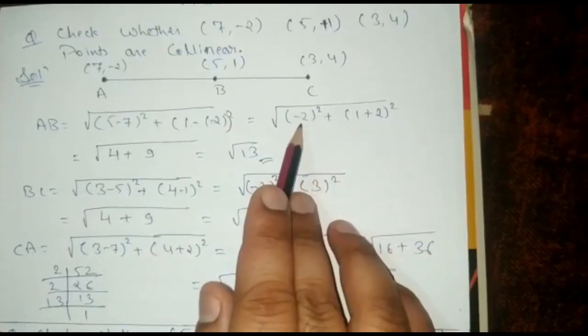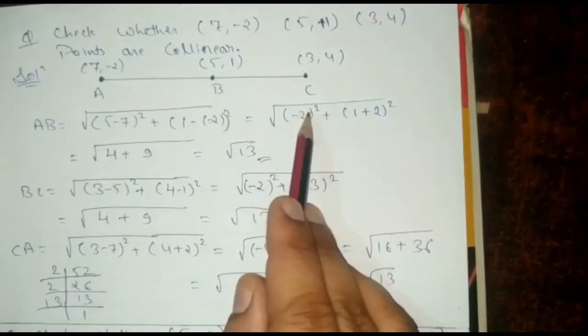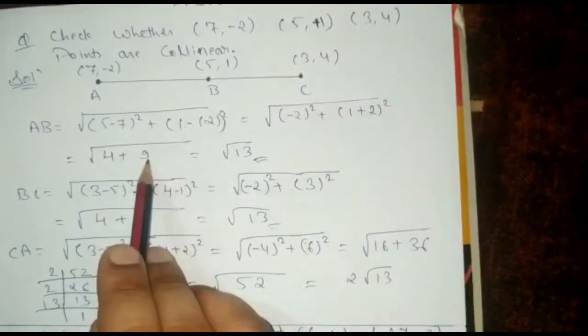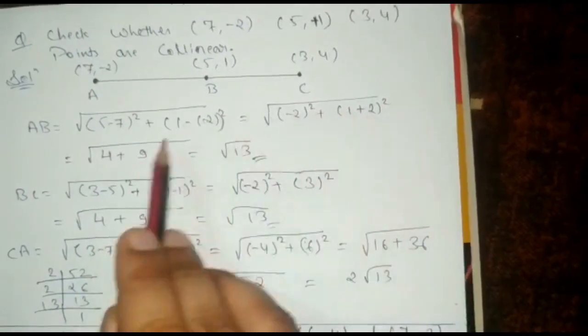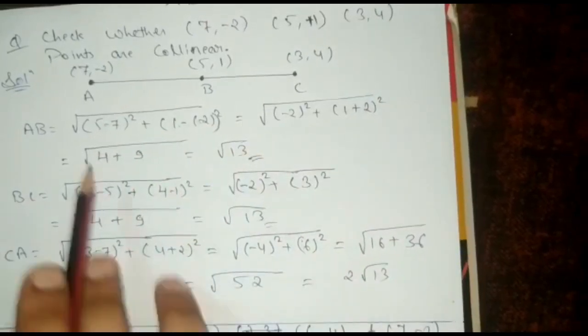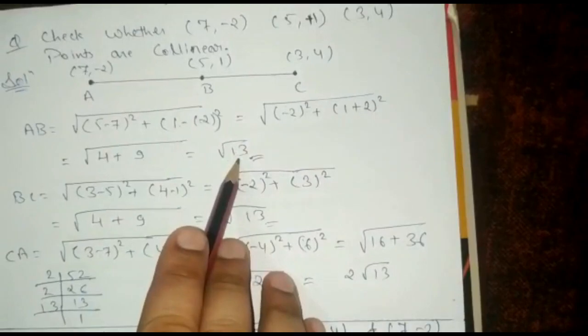The square of a negative quantity is always a positive quantity. So (-2) the whole square will be equal to 4. 2 plus 1 will be 3. 3 square will be equal to 9. 9 plus 4 will be equal to root 13. So the value of AB will be equal to root 13.